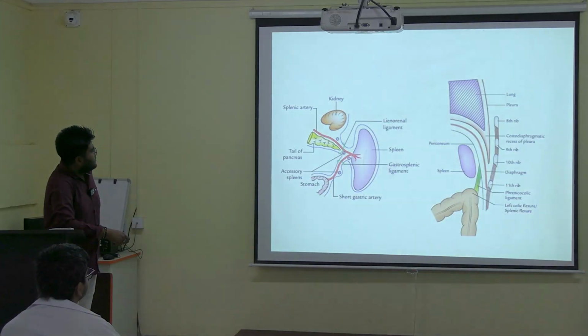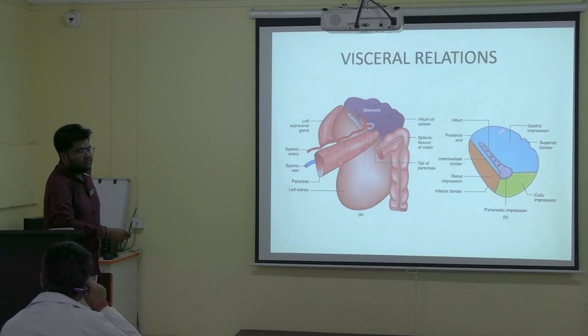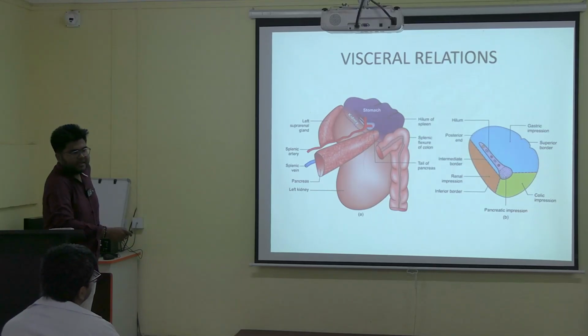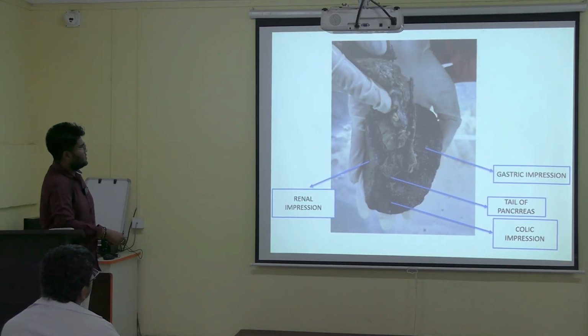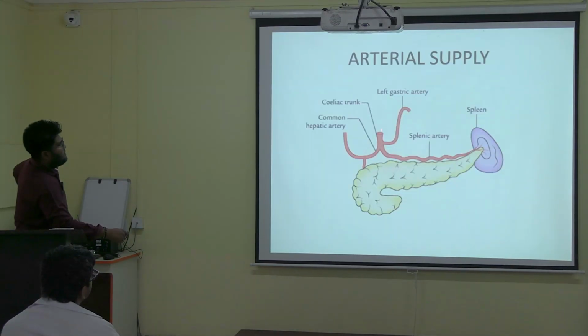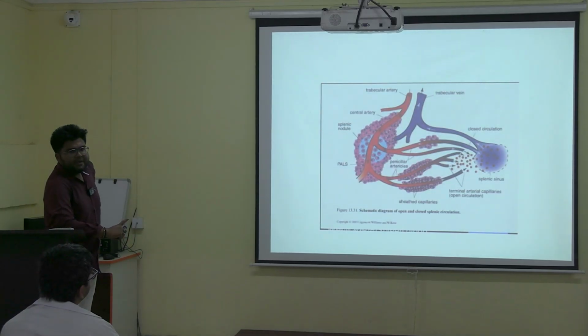And next, the visceral relations you all know. This is the fundus, meaning the gastric impression, this is the colic impression, this is the pancreatic impression, this is the renal impression mainly, and posteriorly this is your diaphragmatic impression. So you all know these things. The arterial supply is mainly the splenic artery, which comes from the celiac trunk, coming from the abdominal aorta. So these things are very important.